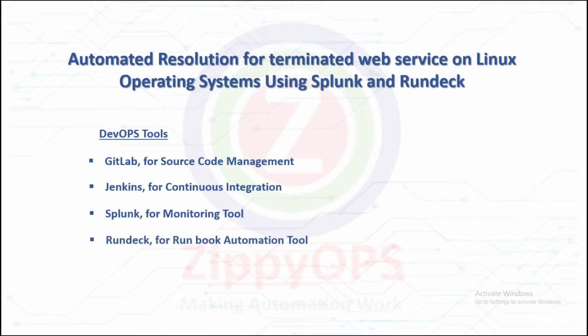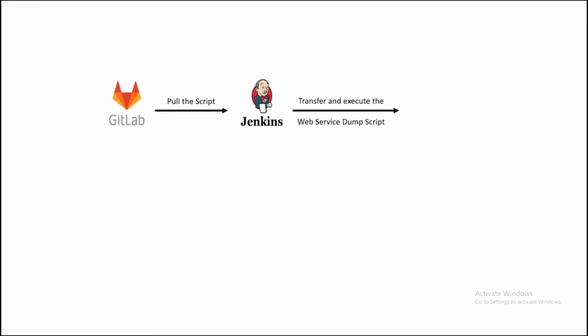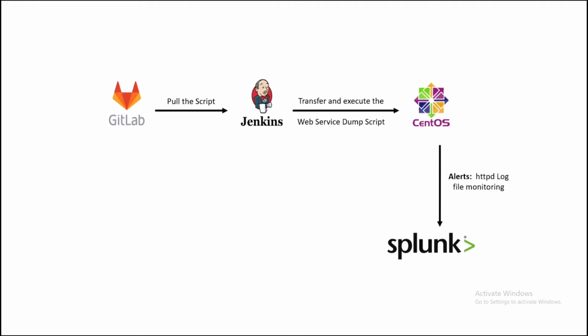Let's explore the workflow of automated resolution of terminated web service restoration on Linux operating system using Splunk and Rundeck stage by stage. In the first stage, Jenkins job will pull the script from the GitLab. In the next stage, Jenkins will transfer and execute the script to the Linux node which has the instruction to terminate a web service on the machine. After a few minutes, the log file is parsed by Splunk for the terminated process and an alert message is shown on the Splunk dashboard for the Linux node.